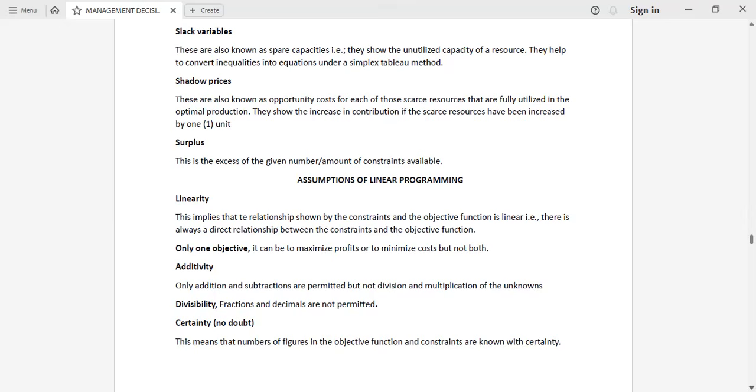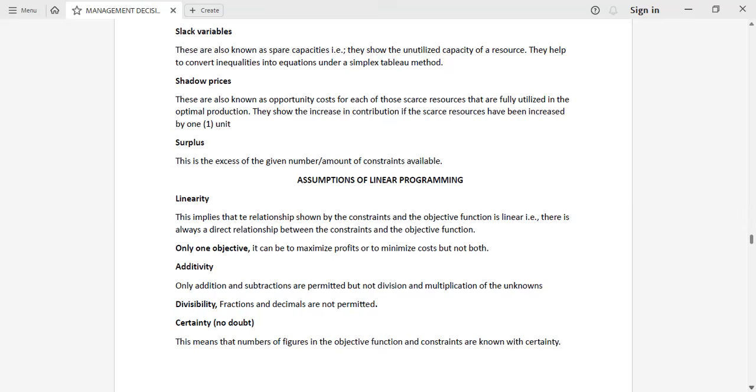Of course, we know that if you have the assumptions, you just oppose those ones to form the limitations. So we are going to see how we can compose the assumptions to be limitations. So the first assumption is linearity. So what is linearity as far as linear programming is concerned?